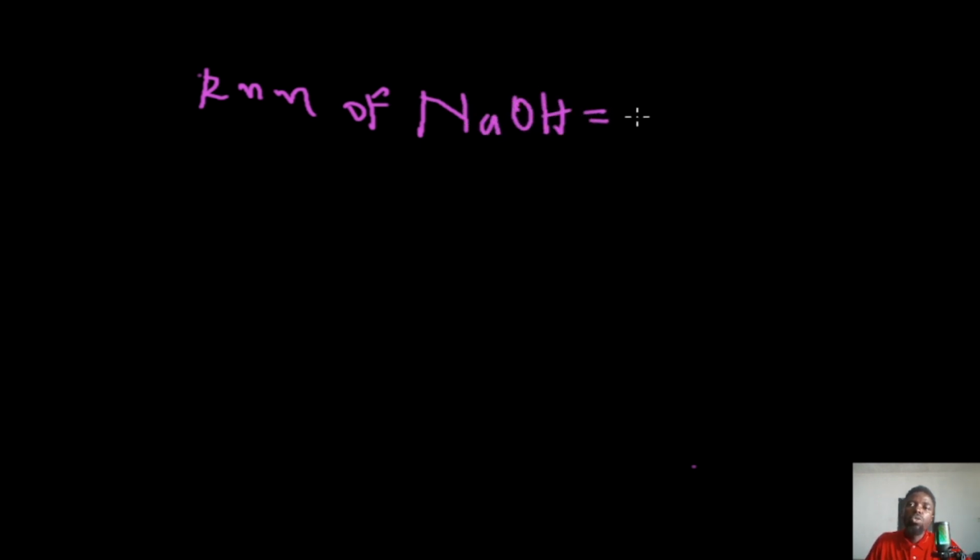So if we consider a particular situation, let's say for instance, you have that the relative molecular mass of NaOH is equal to 40. The implication is that if I ask you for the molar mass, it would be equivalent to it.